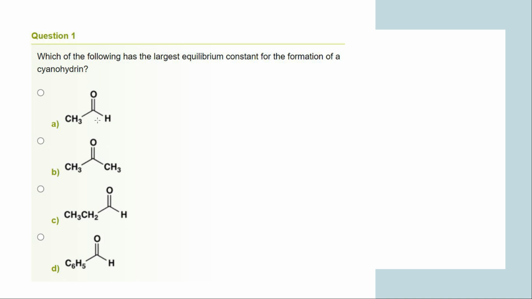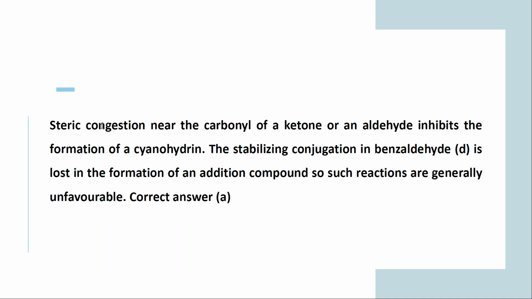Okay, and the product will be what? CH3C. One functionality here will be OH, and another will be the incoming cyanide CN, and here as it is hydrogen. So you will get the cyanohydrin of this acetaldehyde with the largest equilibrium constant. So this is the explanation of the answer.